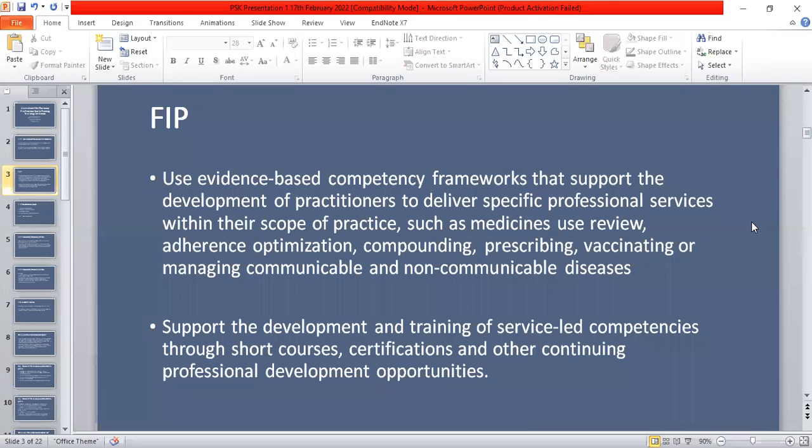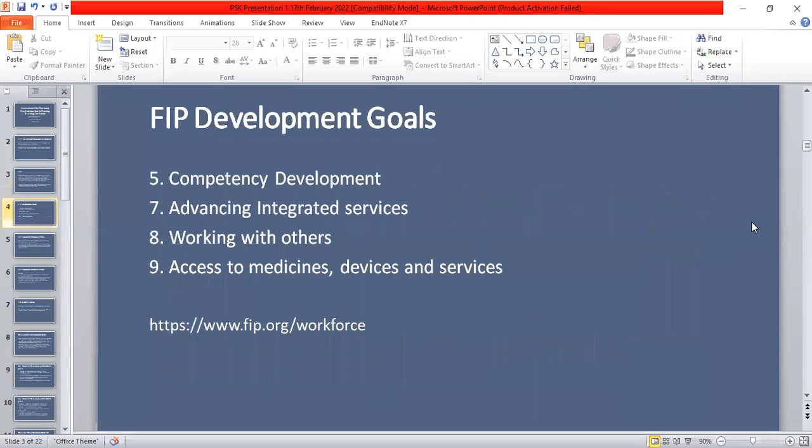So FIP again talks about supporting the development and training of service-led competencies through short courses, certifications, and other CPD opportunities. PSK is very keen on the CPDs and creating opportunities for short courses and working together with other like-minded bodies in the healthcare environment, to expand the opportunities for pharmacists.